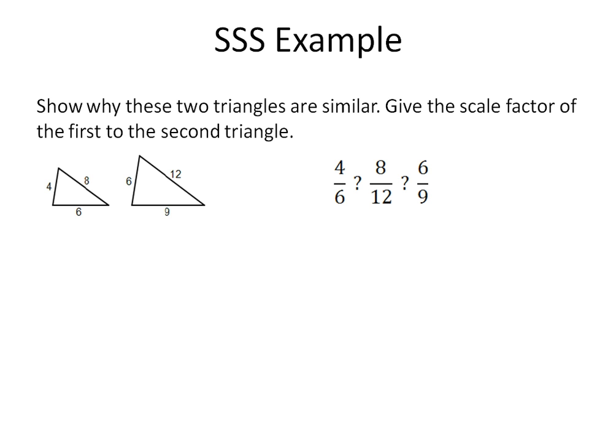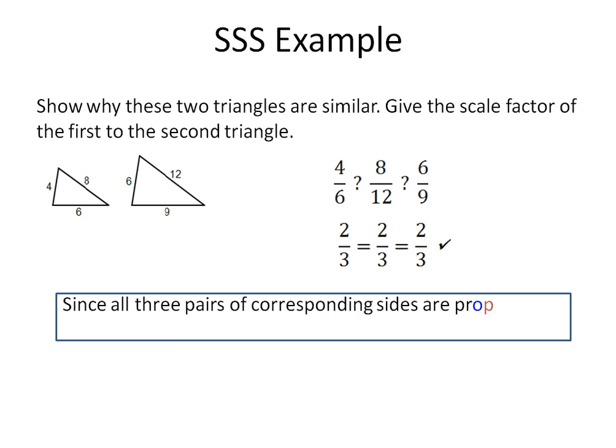Okay. So we reduce each of these fractions, we get 2/3 equals 2/3 equals 2/3. So since they're all proportional, that means that these two triangles are similar. Okay, the scale factor is going to be 2/3.